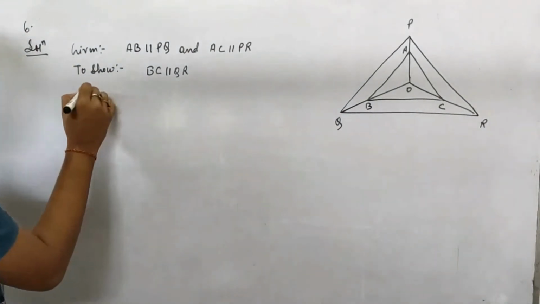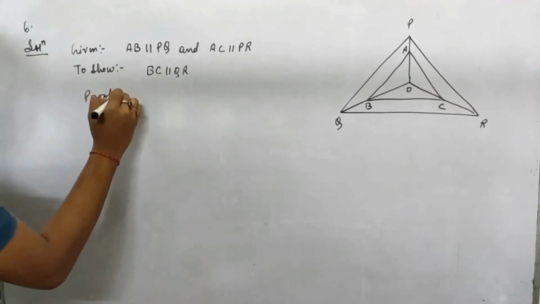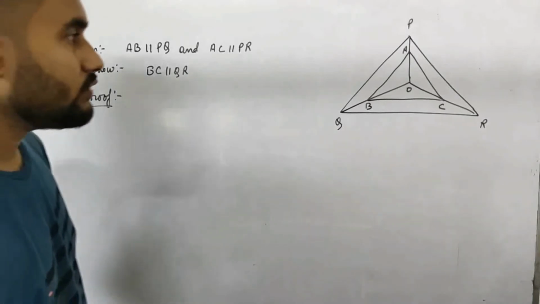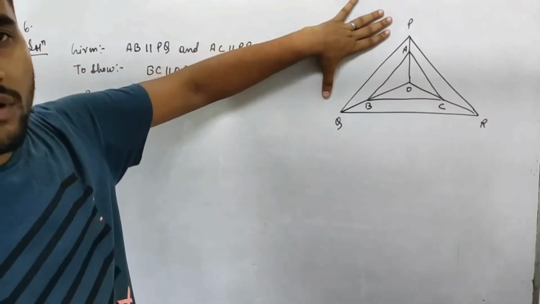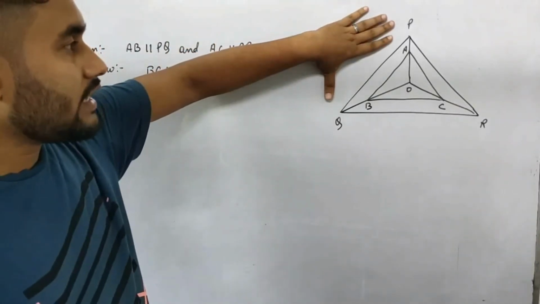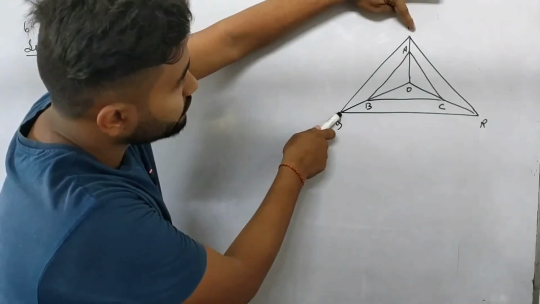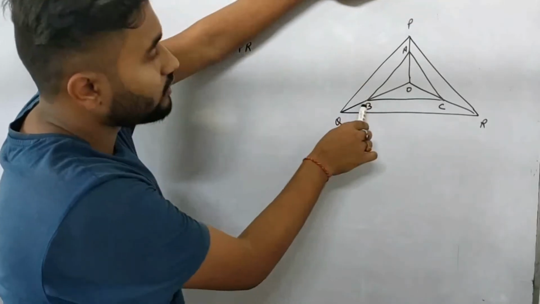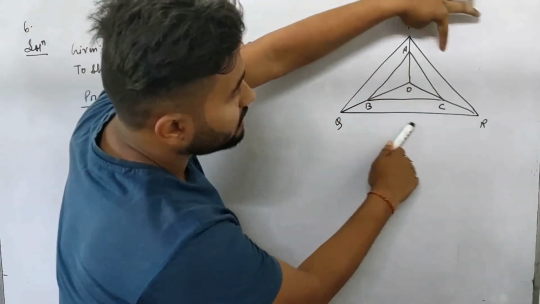So start the proof. Let us first take this one, AB parallel to PQ. In which triangle? Which is the longer one? PQ is the longer side, right? So PQ is a part of this triangle. Now just combine this PQ. This is P, this is Q. Don't go like that. You have to touch this point A and B also.